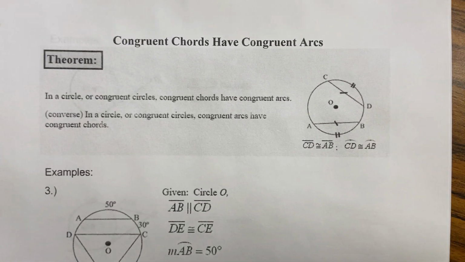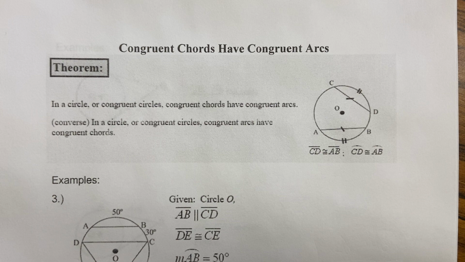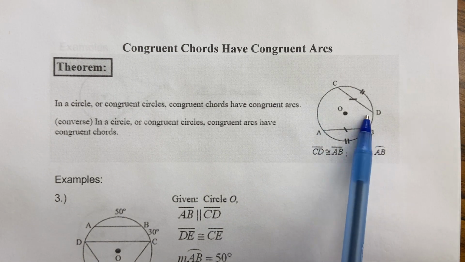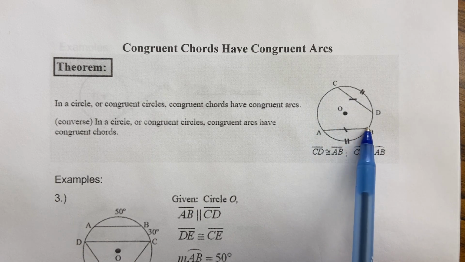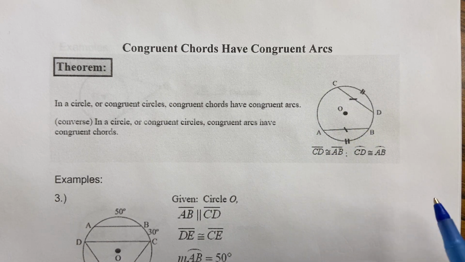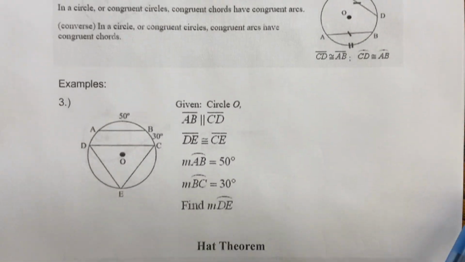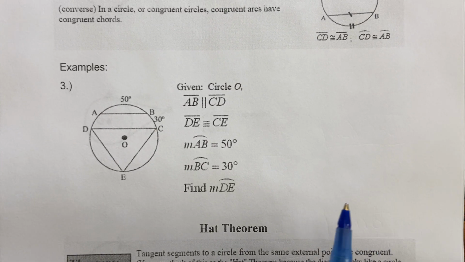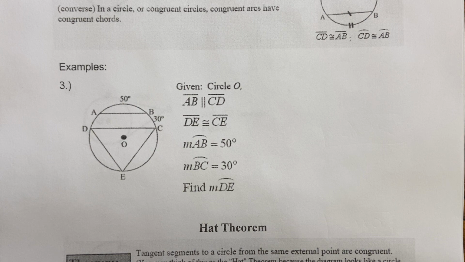If you turn the page, this is the next theorem. Not a lot of questions with this, but it is important. All you need to know is that if two chords are congruent, their intercepted arcs are going to be congruent. Pretty self-explanatory. Usually it looks like that, so most people can reason this out without knowing the theorem. This is the only example I have for it.